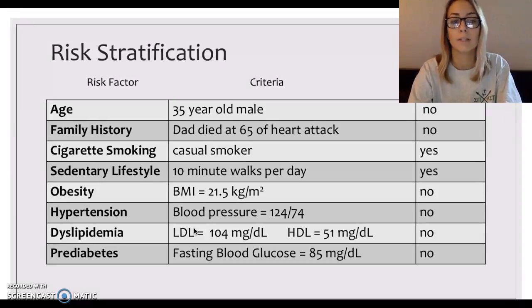He is obese? His obesity level is determined by a BMI of 21.5 kilograms per meter squared. That is not a risk factor since it is not over 30. His hypertension level would be blood pressure of 124/74, which is also not a risk factor because his systolic blood pressure is not above 140 and his diastolic is not above 90. Dyslipidemia: his LDL value is 104 milligrams per deciliter and his HDL is 51 milligrams per deciliter. This is also not a risk value. Pre-diabetes is not a risk value because his fasting blood glucose level is 85 milligrams per deciliter.